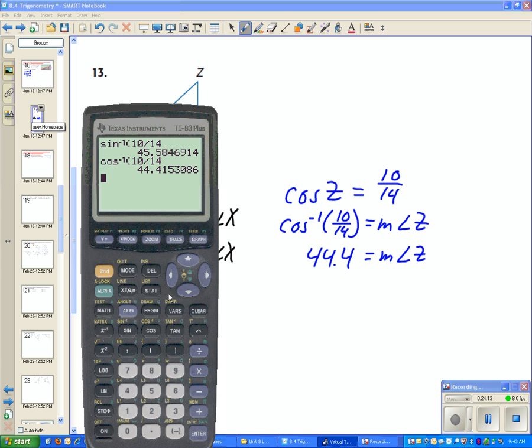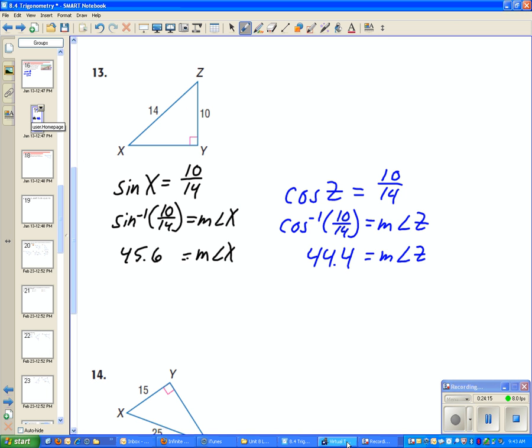Is that what you got? All right, now, notice something about these two. Since I did the wrong one first, let's notice something about those two. What's the relationship between 45.6 and 44.4? Yep. They're the measures of complementary angles, aren't they? Because they add up to 90. Is that what's supposed to happen with the acute angles in a right triangle? Yeah, it is. That's exactly what's supposed to happen.